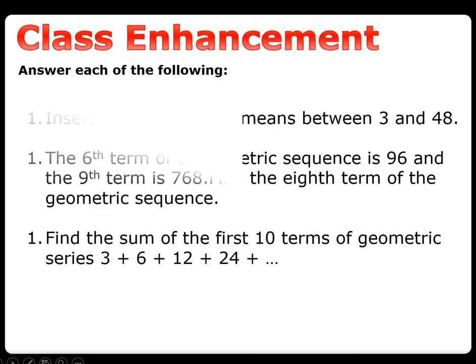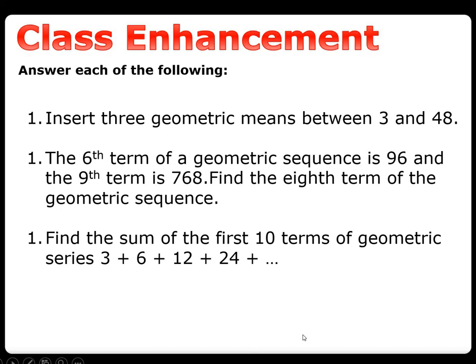Okay, so let's have the class enhancement. So we're done with the discussion. Answer each of the following. You need to insert 3 geometric means between 3 and 48. The 6th term of a geometric sequence is 96 and the 9th term is 768. Find the 8th term of the geometric sequence. And find also the sum of the first 10 terms of the geometric series 3 plus 6 plus 12 plus 24, and so on.